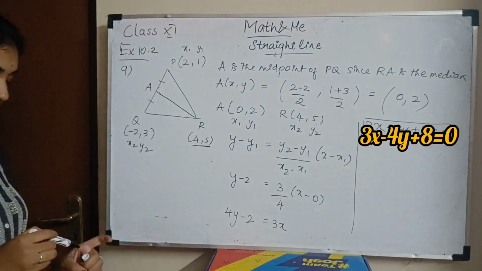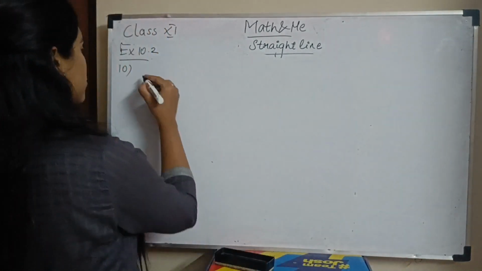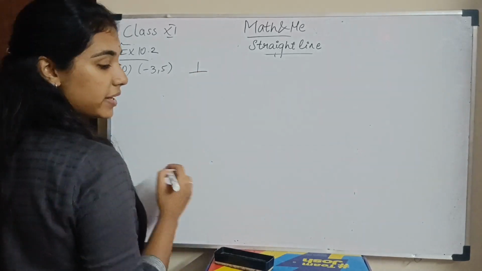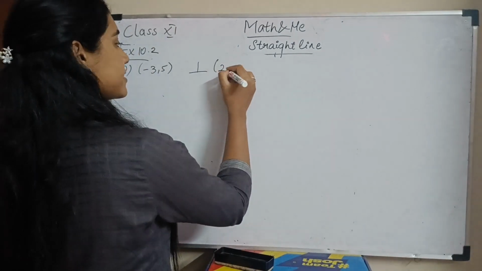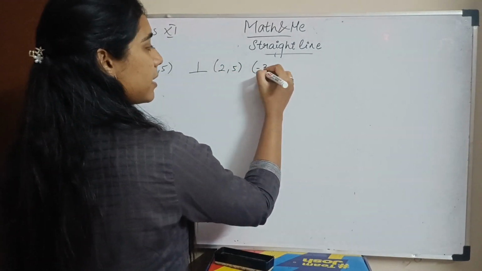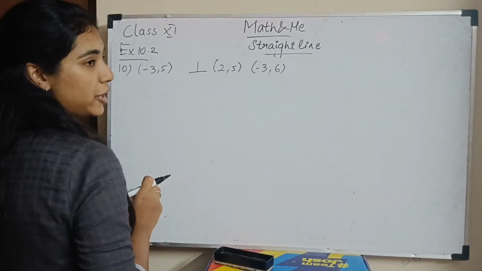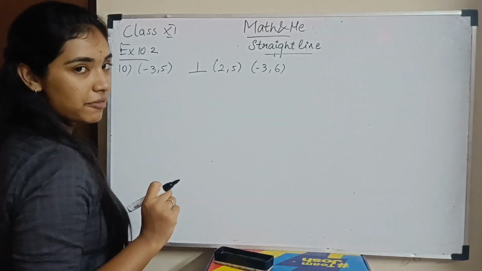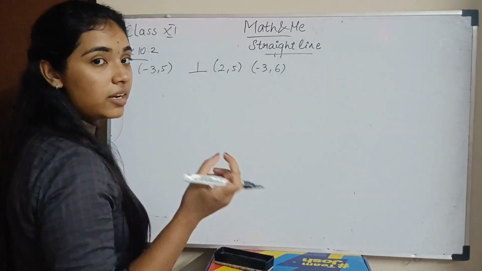Okay. Question number 10. Find the equation of the line passing through minus 3, 5 and it is perpendicular to 2, 5 and minus 3, 6. So we have 1 point. We need to find the equation of the line passing through the points minus 3, 5. So since we have 1 point, we either need another point or we can find the slope.